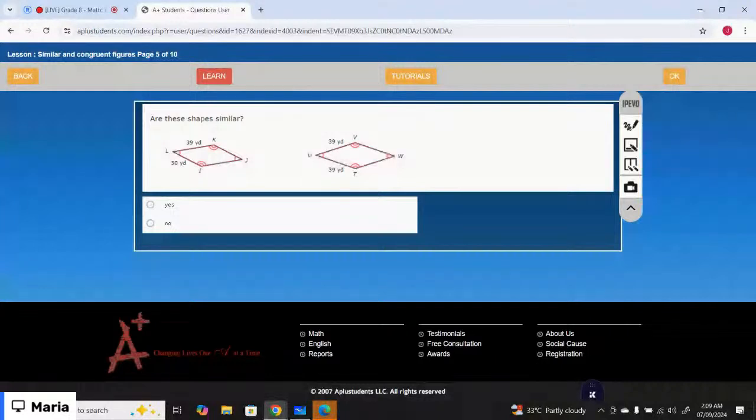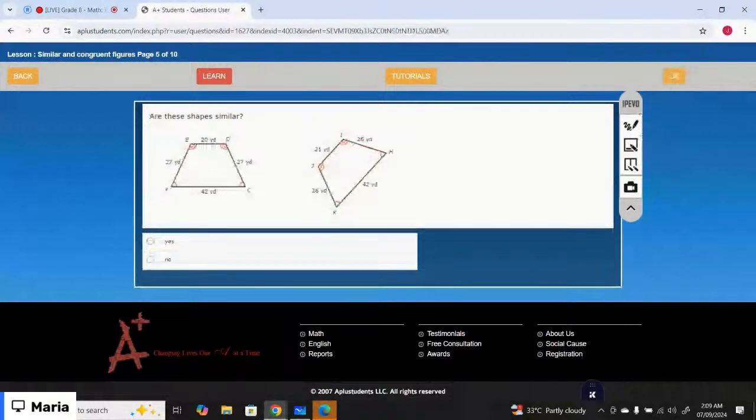No, they are not similar, right? Their angles are the same, but the ratio of their side lengths is not the same. So the correct option is no. Okay.